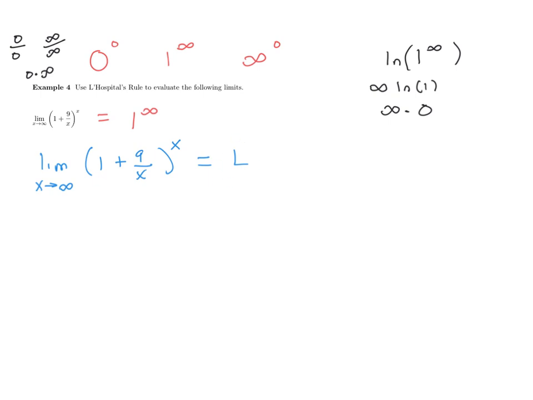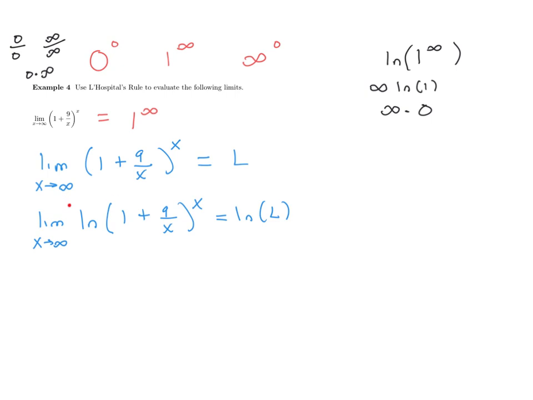What I'm going to do next is take the natural log of both sides of this expression. We have the limit as x goes to infinity of the natural log of 1 plus 9 over x to the power of x, and that's equal to the natural log of L. I'm now going to work with this expression and hopefully use L'Hopital's rule to figure out this limit. I'll get a number for this thing, and it will be equal to not L, but the natural log of L. So let's focus on just this part.